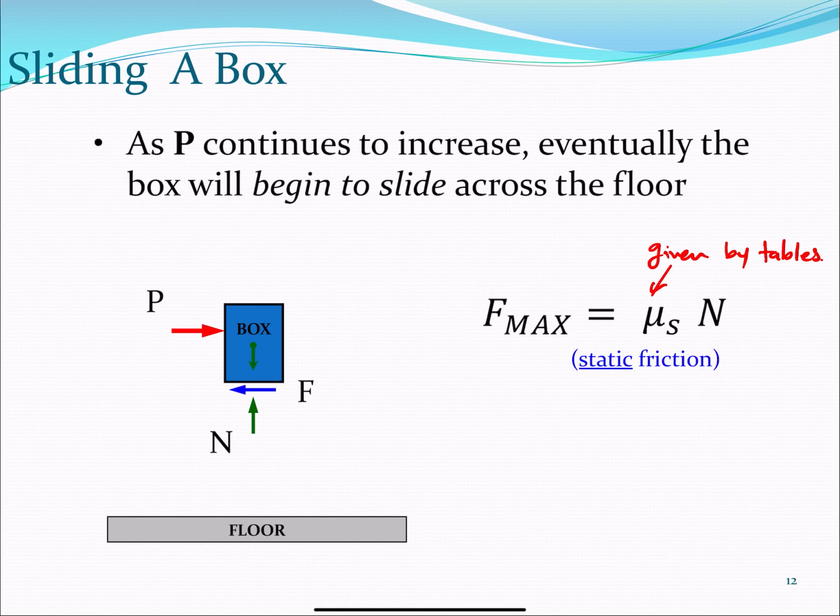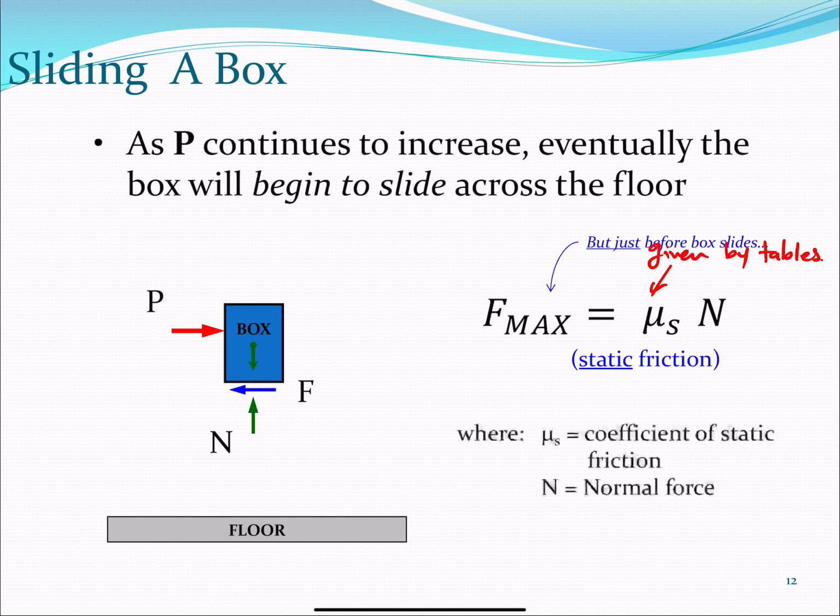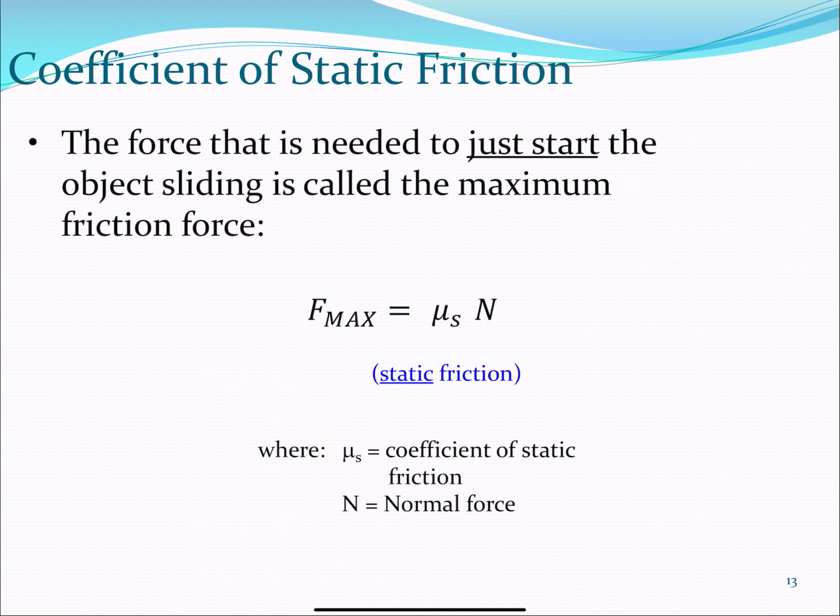So what the tables are showing you is the maximum friction force that two surfaces can develop, not all the values that the friction could take, but just the maximum value. Just before the box slides, the friction reaches this value. Mu s is the coefficient of static friction, and N, as before, is the normal force. Now, this is a very important result: static friction.